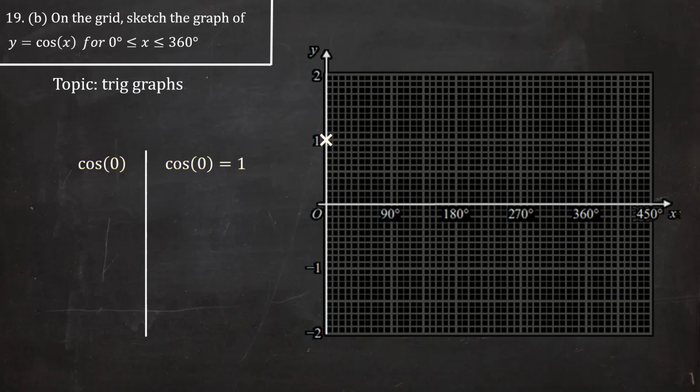Then you need to remember that sine and cos graphs have a 90-degree cycle. So every 90 degrees, it goes up or down 1. After 90, it's going to go down 1, down 1. Then another 90 from minus 1, it goes up 1, up 1. When it reaches 1, it goes down again.